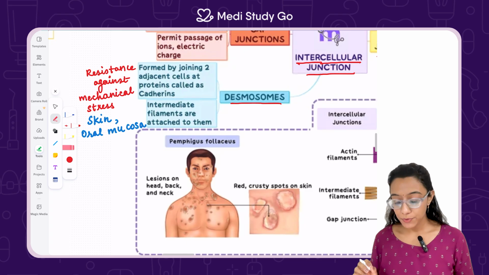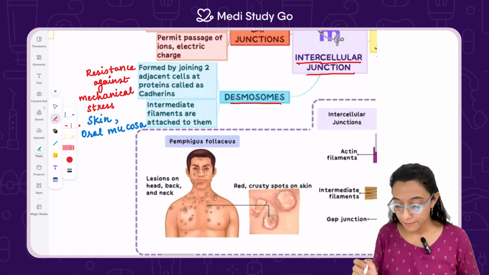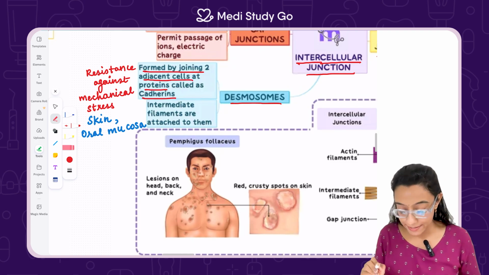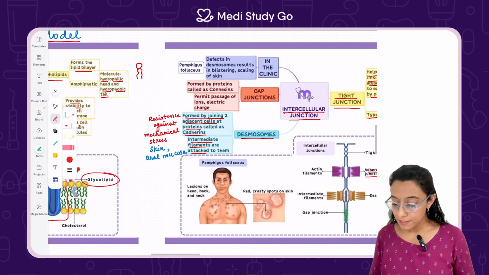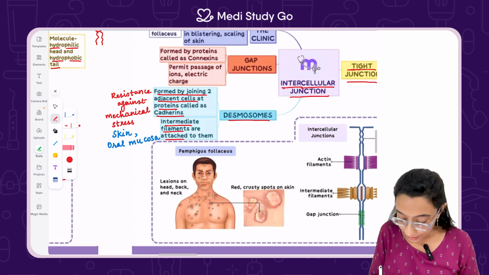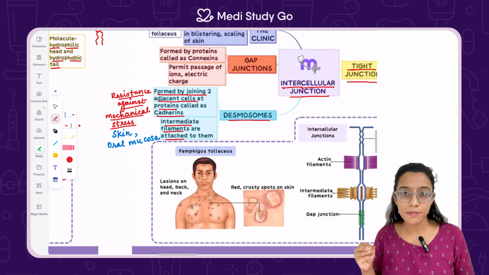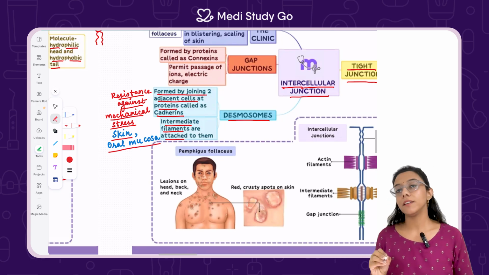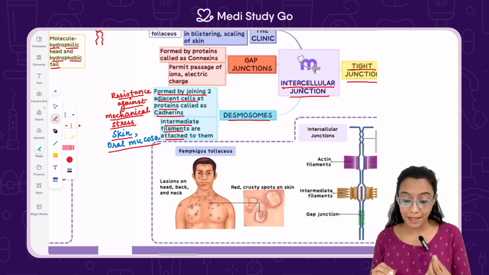Now let's look at Desmosomes, which provide very strong anchoring junctions to the cell. They are formed by joining two adjacent cells at proteins called cadherins, okay? And intermediate filaments are attached to them. Now these desmosomes are particularly important because they provide resistance against mechanical stress, right? Tissues that undergo continuous mechanical stress include the skin and the oral mucosa. This is particularly important for BDS students, wherein the oral epithelium is subjected to continuous mechanical stress.